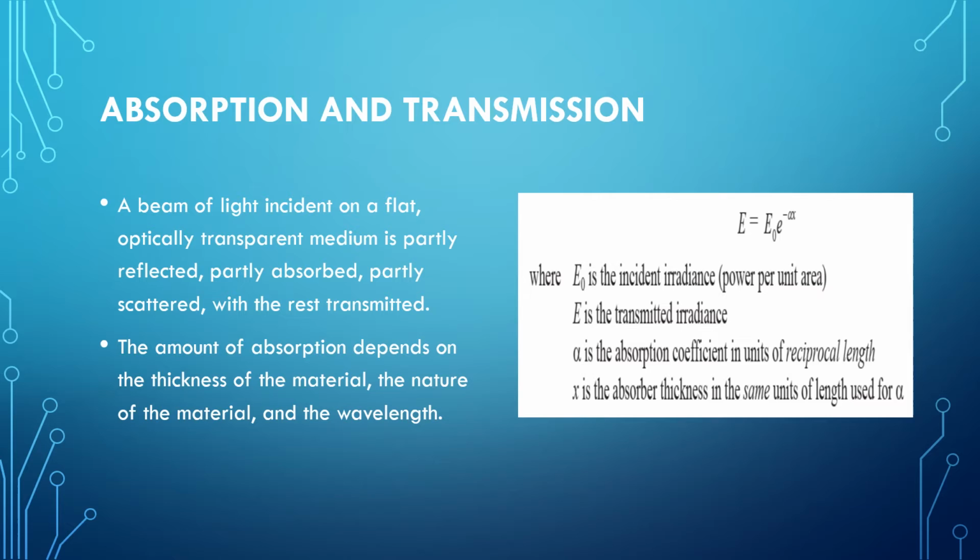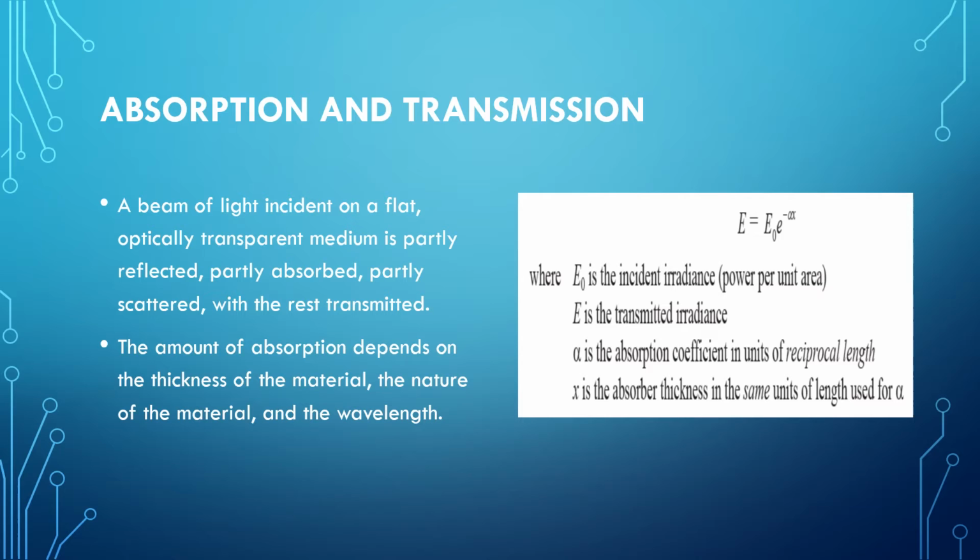Absorption and transmission. A beam of light that is incident on a flat, optically transparent medium is partly reflected, partly absorbed, partly scattered, and the rest is transmitted. The amount of absorption depends on the thickness of the material, the nature of the material, and the wavelength.